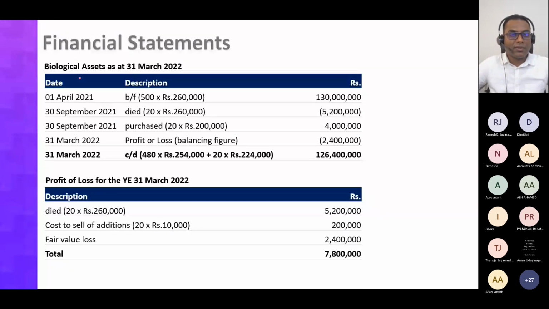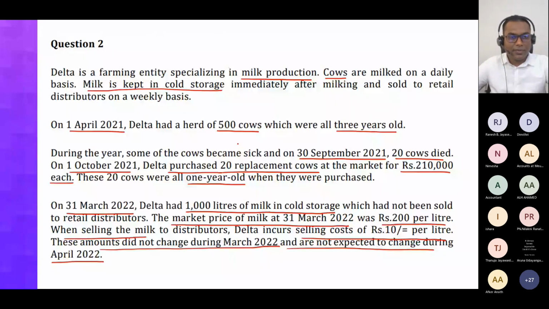Biological asset. Ultimately, I need to know what the biological asset value is as at 31st March 2022. So this is a non-current asset in my statement of financial position. What is the opening value? If you look at the question, it's clearly mentioned 1st April 2021, how many cows were there? You had a herd of 500 cows.